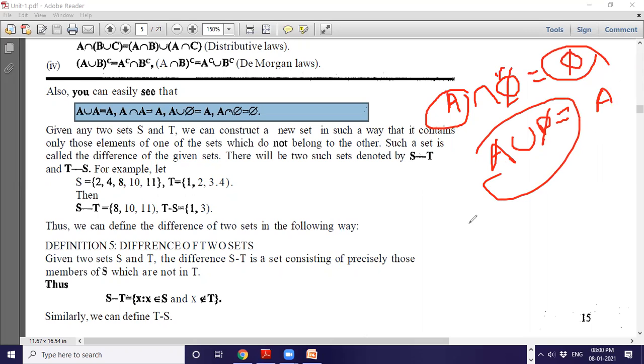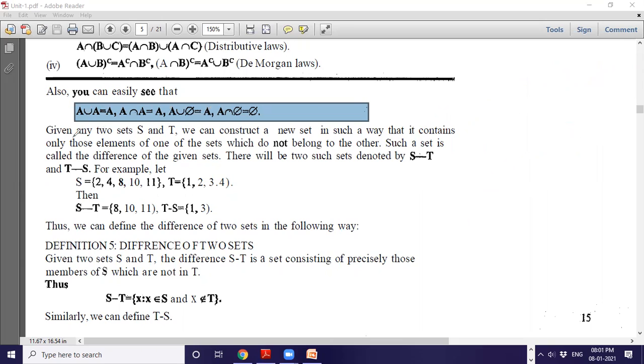Clear? So ये जो properties है, A union A is equal to A intersection A is equal to A, and this A union null set is A and A intersection null is null. Please do note that. Right? Very good.